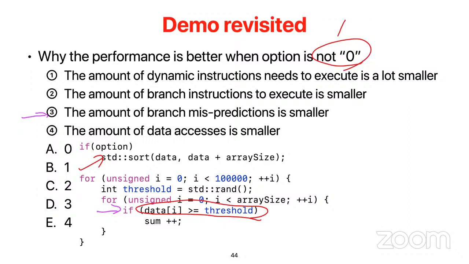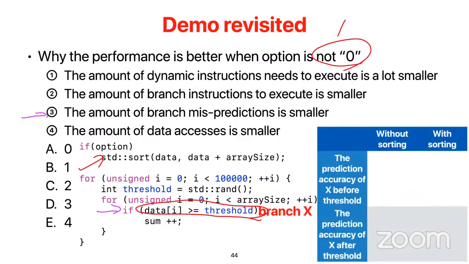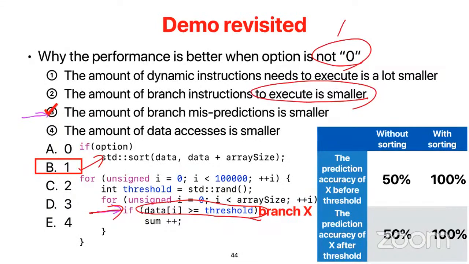It would be not larger. It won't be smaller, right? But what you are saying is right. With sorting, most of the time our branch prediction will be correct. So the third is correct. However, the first one is not correct. And the second one, the branch instruction, because you cannot skip them, every one of them you have to go through. So it's the same.